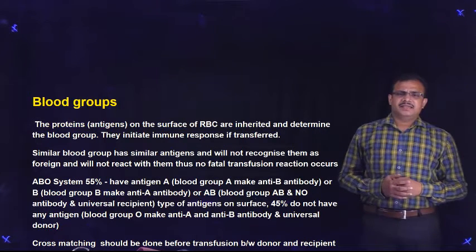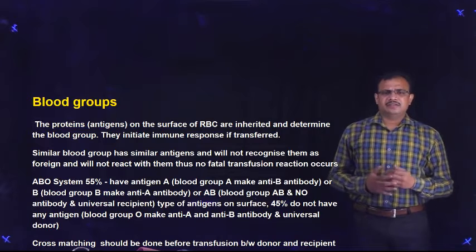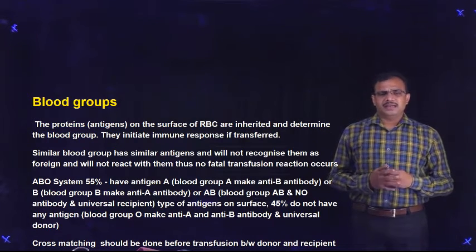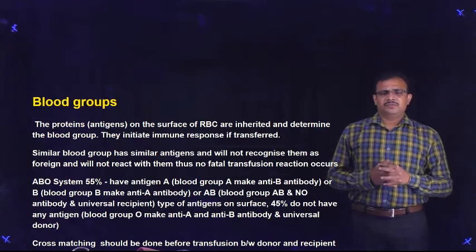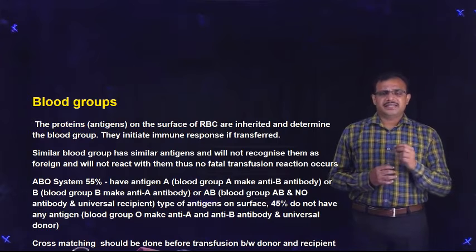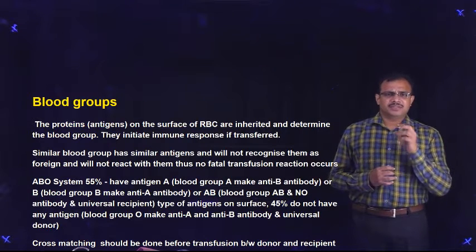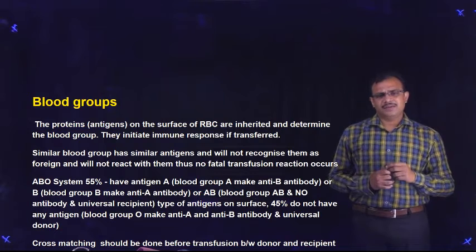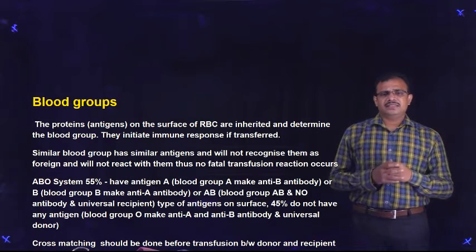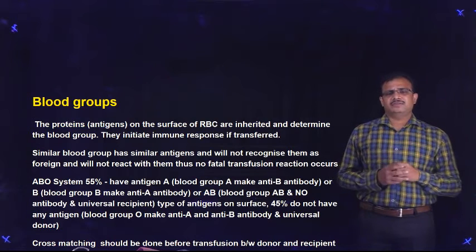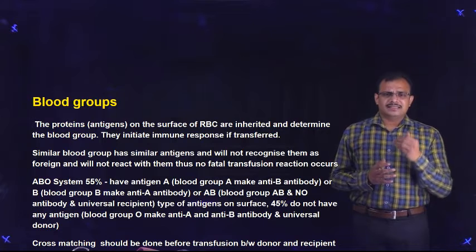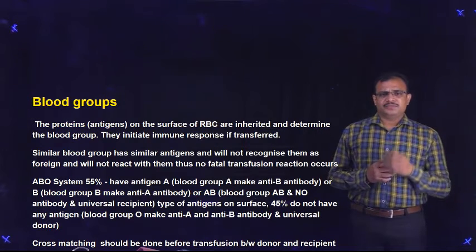We have seen that there are different individuals with different blood groups, and the blood group of any individual is determined by the presence of certain antigens that are present on the surface of the red blood cells. So based on the presence of these antigens on the surface of the red blood cells, the blood groups are determined or designated to any individual.